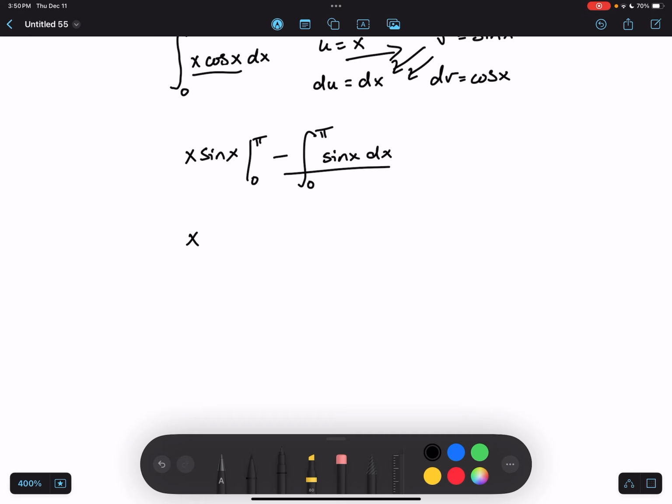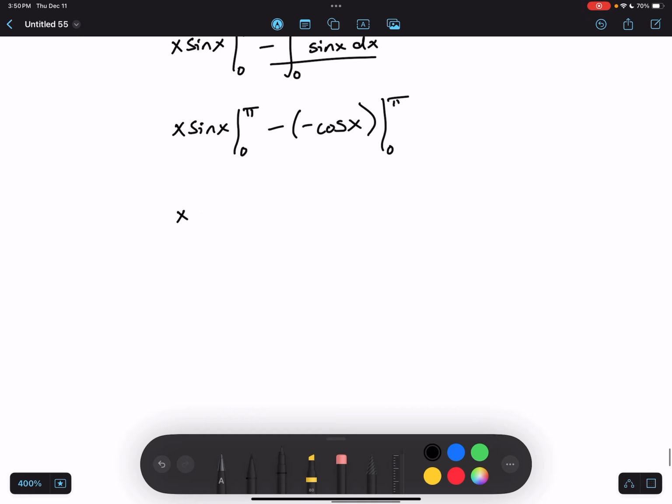So we'll have x sine x evaluated from 0 to pi minus the integral of sine x, which is negative cosine x, evaluated from 0 to pi. Of course, this simplifies down to this, x sine x plus cosine x, all evaluated from 0 to pi. And now we're ready to do our final evaluation.